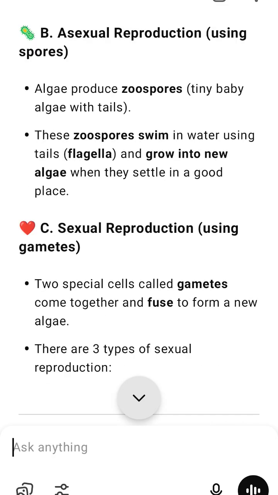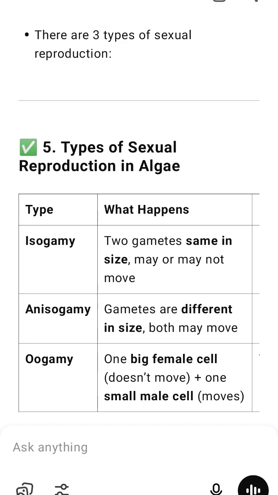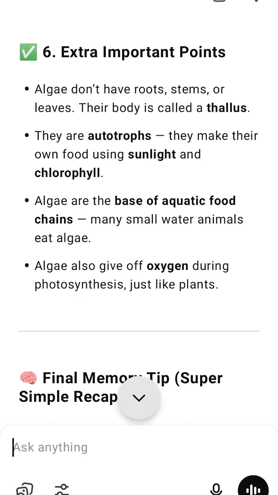Final memory tip, super simple recap. A equals algae. L, they live in water and wet places. G, green. Autotrophs make their own food. E equals everywhere: ponds, seas, rocks, sloth bears.